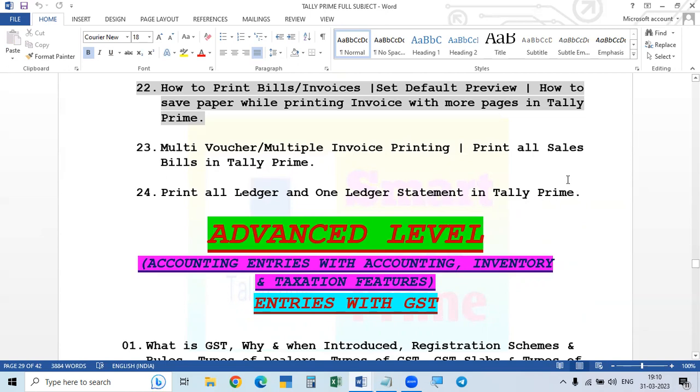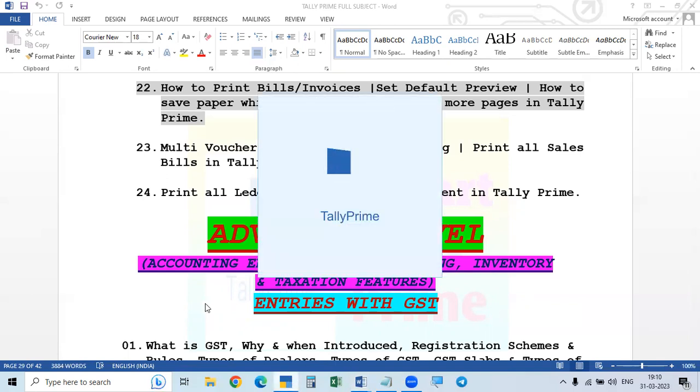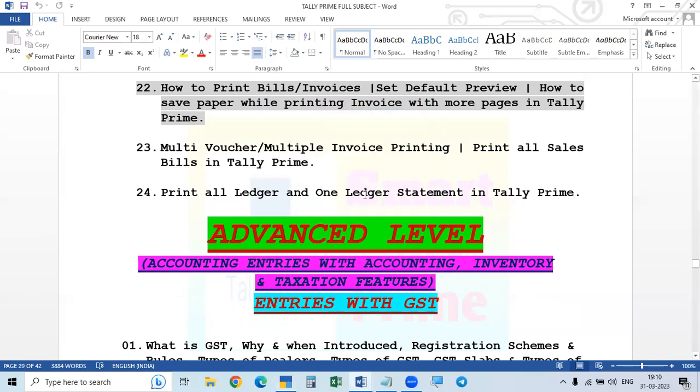These two are left out because in Tally Prime, these two options will work only in the licensed version. In the education version, they will not work. So I will show you.